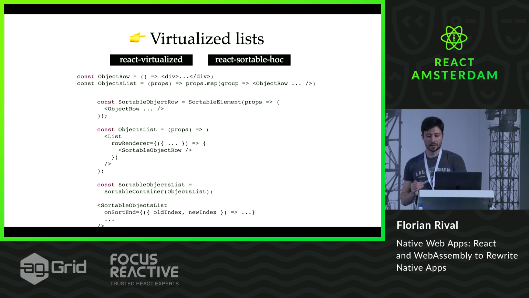And then, using React sortable HOC, you can get a list that can be reordered by wrapping again the list in a sortable container and each row in a sortable element. So using both of them, you can get a list that is both virtualized and you can reorder. So that's exactly what I wanted.